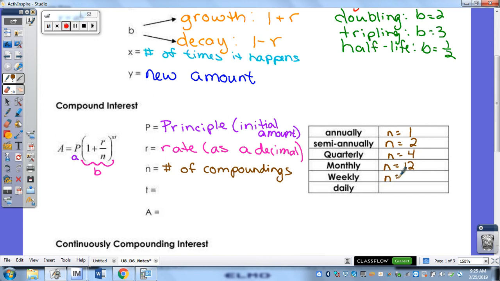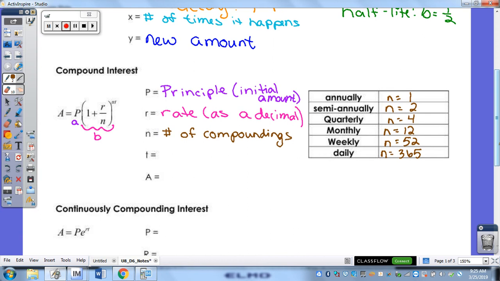Weekly? Good. I've had people in the past tell me 50, and it makes me cry a little bit. There's 52. And then daily? 365. So that's what your N values would be based on those words. So you would read your problem, figure out, well, how are they earning interest, how many times a year, and that gives you your N value.